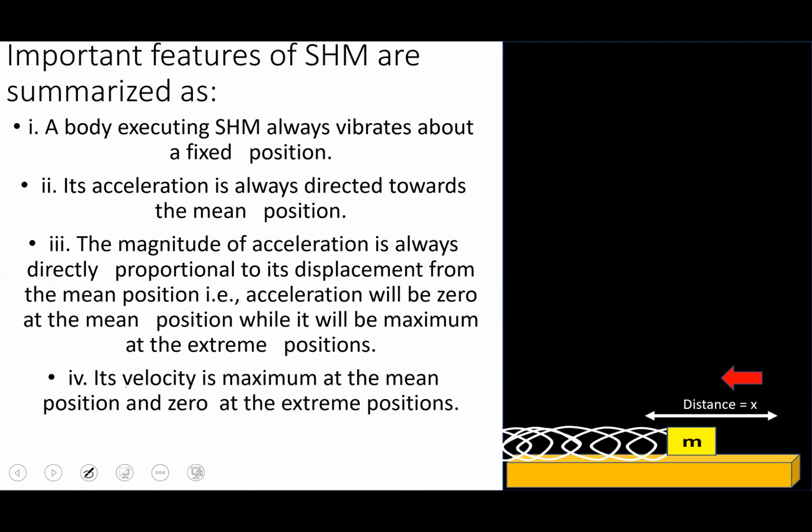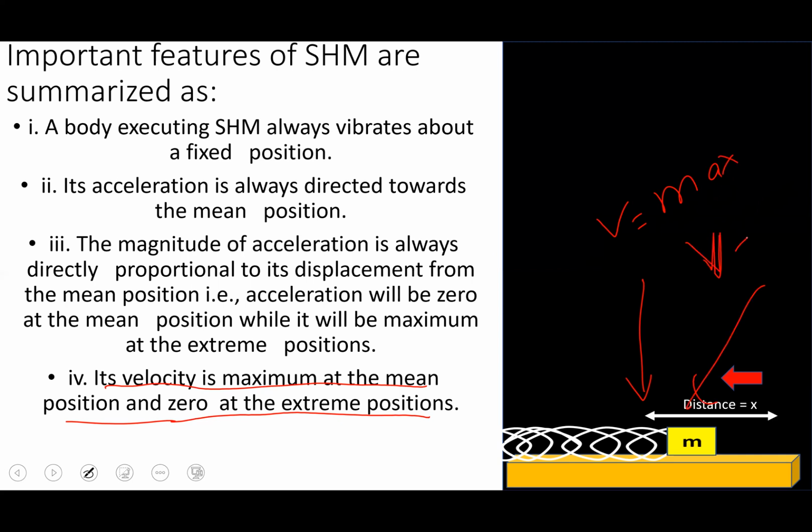Now for the velocity part, its velocity is maximum at the mean position and zero at the extreme position. That means its velocity is going to be maximum at the mean position, whereas velocity will be zero at the extreme position, like over here and over here.